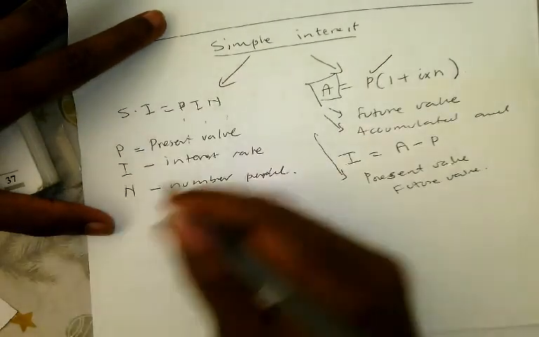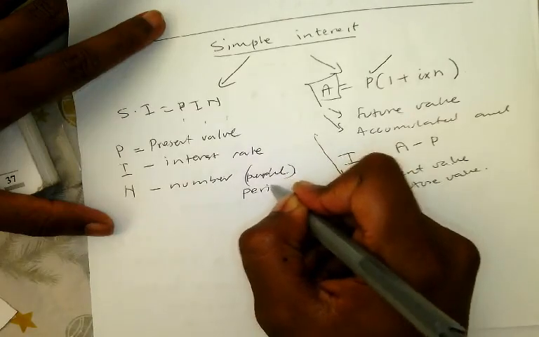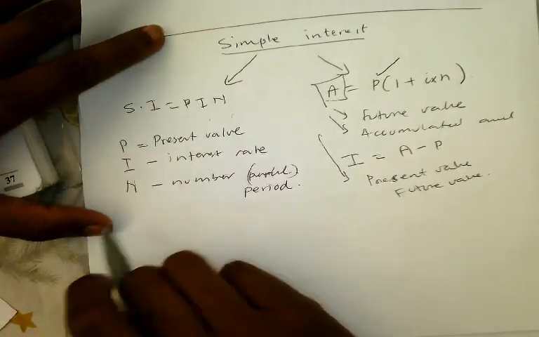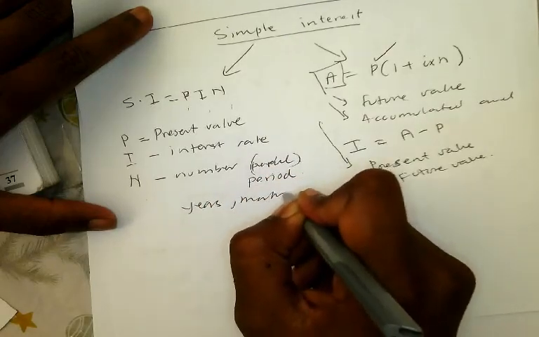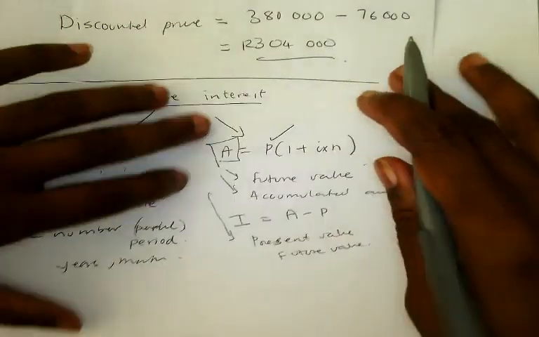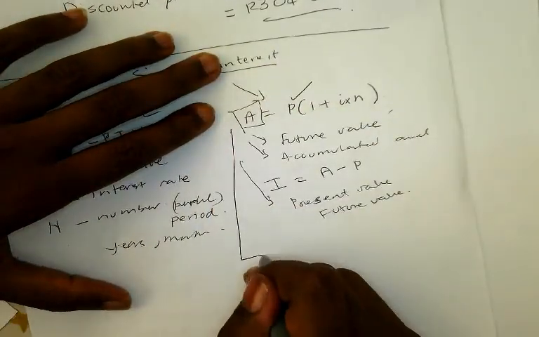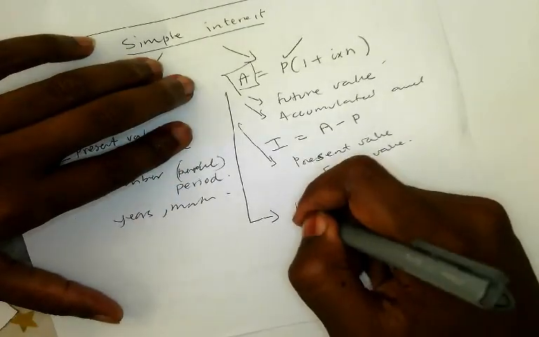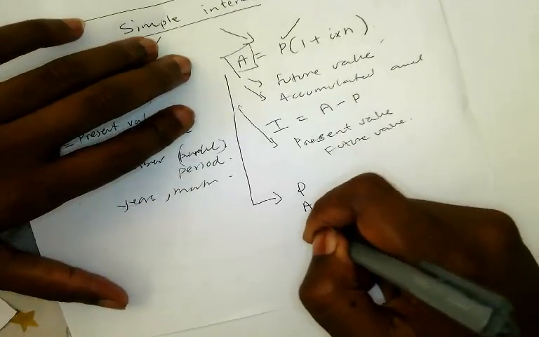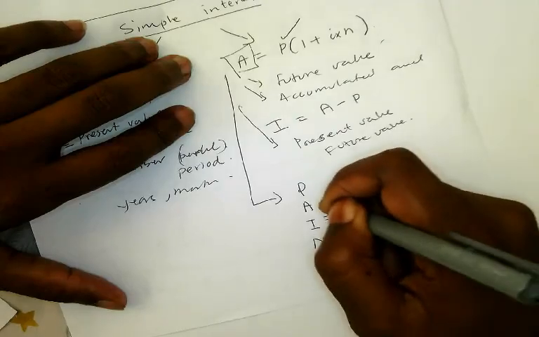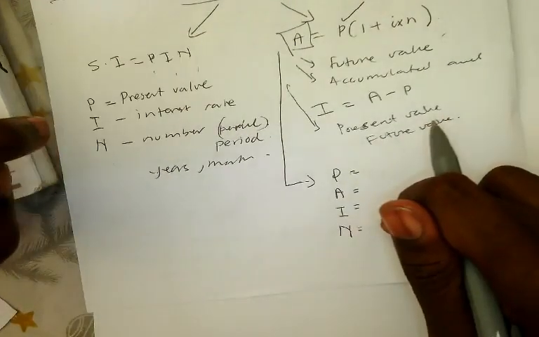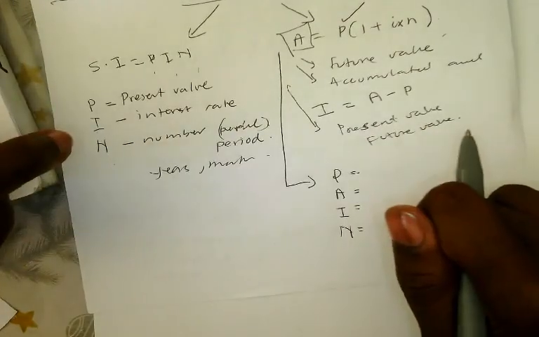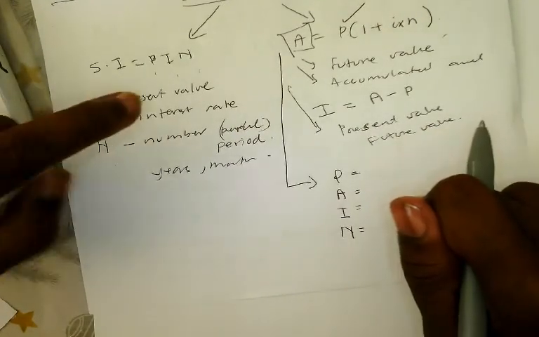I'm tired. Yeah, the number period. It can be years, it can be months, and so forth. And then this one, we call it the pain formula. Why do we call it the pain formula? The PIN and the pain. The PIN is painful, or the pain in the PIN. Whatever. This is the pain formula.